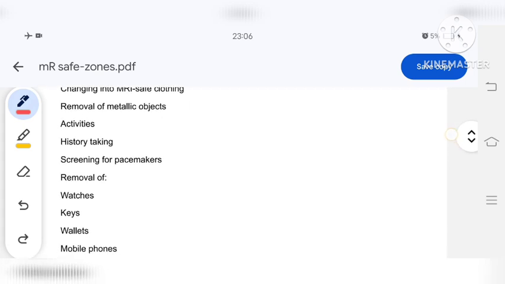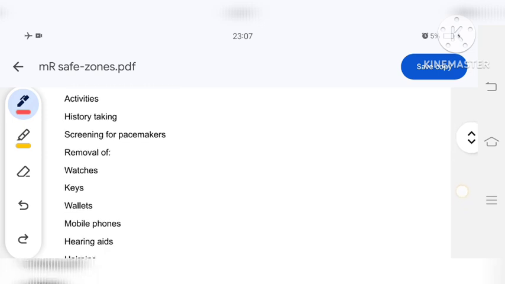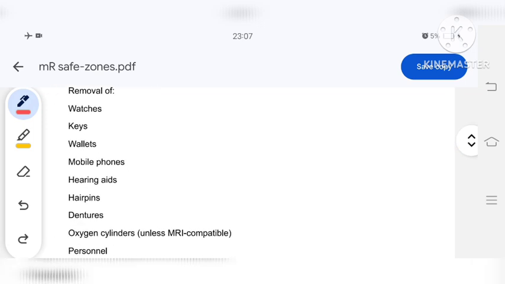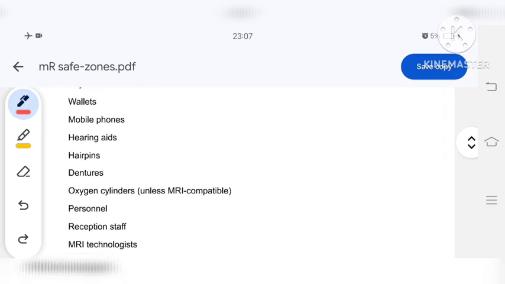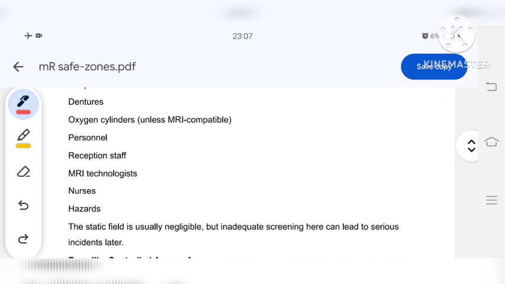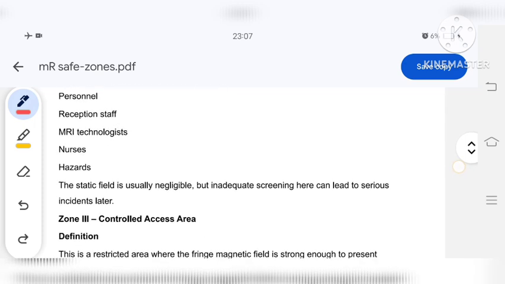Activities in this zone are history taking, screening for pacemakers, and removal of watches, keys, wallet, mobile phone, hearing aids, hairpins, dentures, and oxygen cylinders unless MRI compatible. Personnel such as reception staff, MRI technologists and nurses can stay in this zone.